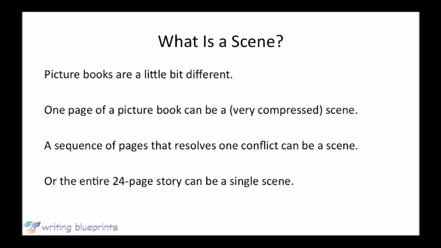Now, picture books are a little bit different. One page of a picture book can be a very compressed scene, or a sequence of pages, one conflict in a picture book can be a scene, or your entire 24-page story can be a single scene. So that gets a little bit harder to see. Like, do I treat this as all one thing, that all 24 pages is my whole story, a scene? Or is this broken up into 3 different sequences that I need to analyze as scenes? Is every page a scene?